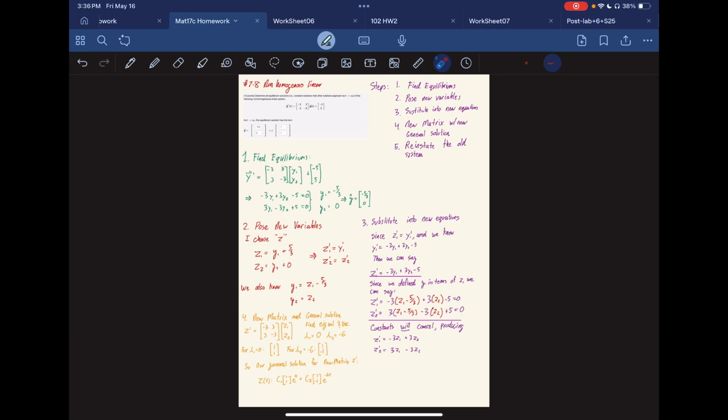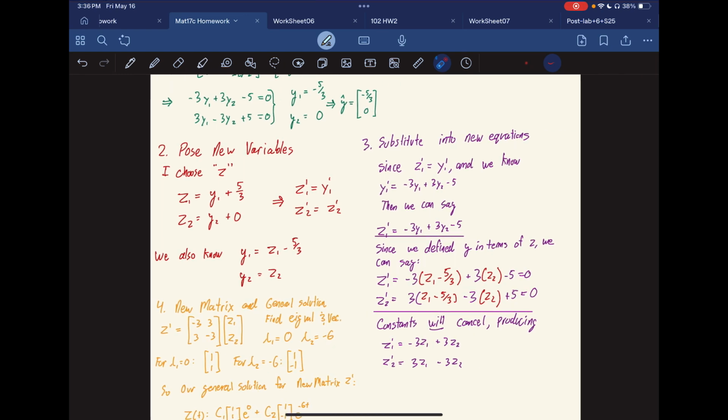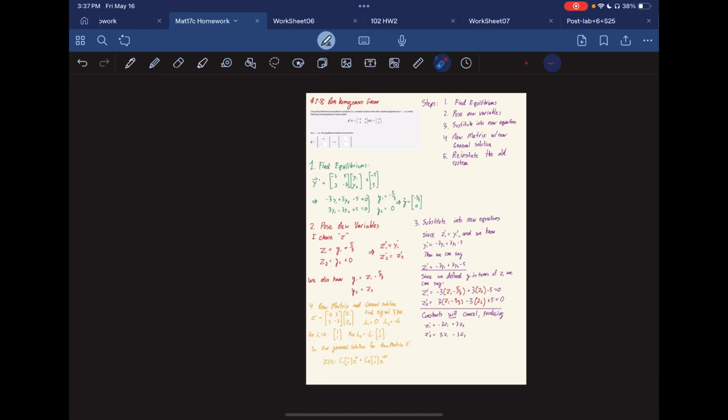And that takes us into next step, number 5, which is reinstate the old system. So we're turning it into a system of y's. Here's our system of z with respect to t. And remember, we had this strange list of things that we defined that we know are true just by basic algebra. And remember I said this would be useful in step 5? Well, that's where this comes in. Since we know z1 is equal to y1 plus 5 over 3, that implies that y1 is equal to z1 minus 5 over 3.